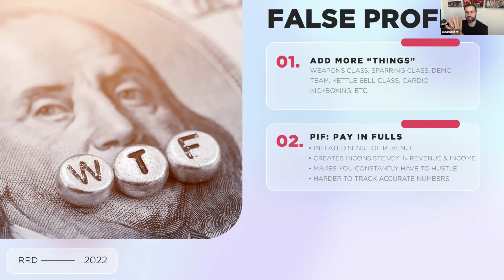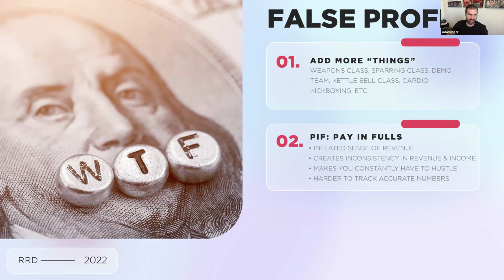So the multiple really happens on the consistency of revenue you have coming in, not those one-time $10,000 pay-in-fulls. Those aren't getting multiples because that's not going to be revenue that benefits the new person taking over the business, right? So really, really important. And then also, pay-in-fulls do make it harder to track your numbers accurately.